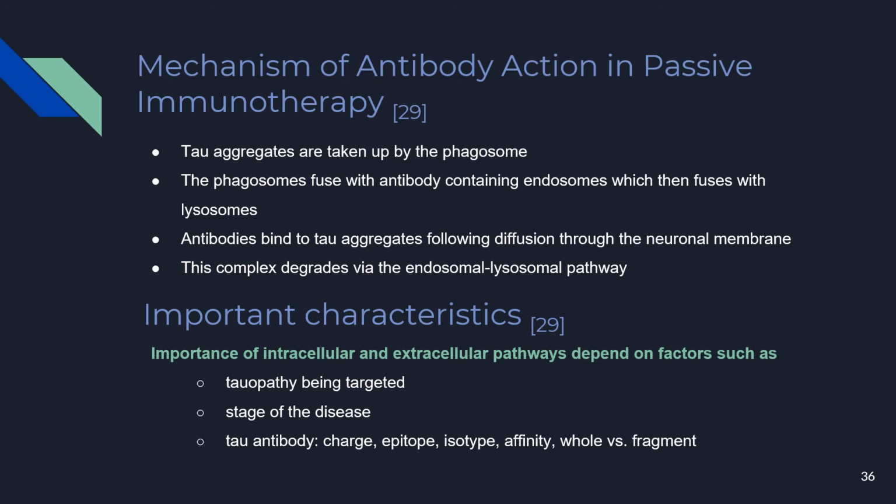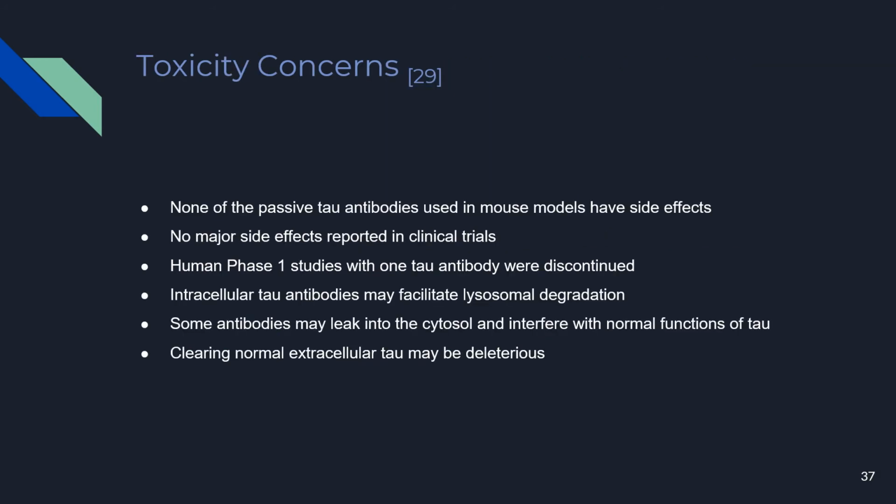Both intracellular and extracellular pathways are involved in passive immunotherapy against Tau, and the importance of each depends on factors such as the tauopathy being targeted, stage of the disease, and features of the antibody such as charge, epitope, isotype, affinity, and the size of the antibody. With regards to toxicity concerns, none of the passive antibodies used in mouse models have reported any side effects.